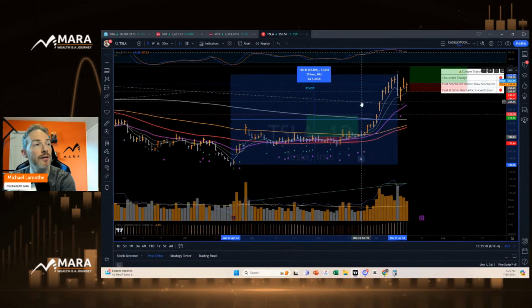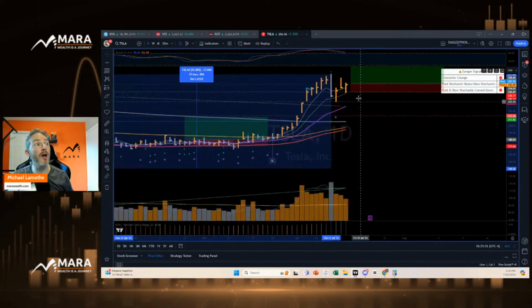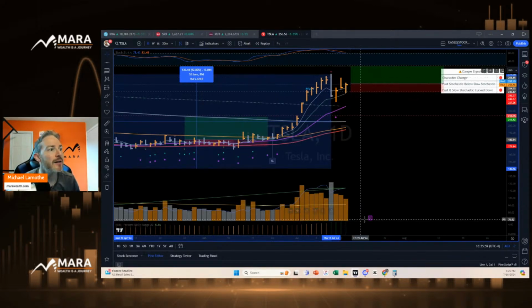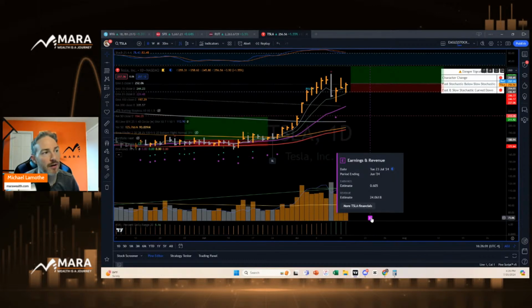Tesla looks good, but would I be a buyer if it can pop out tomorrow? Probably not. Earnings is also coming up on the 23rd, so be aware of that.